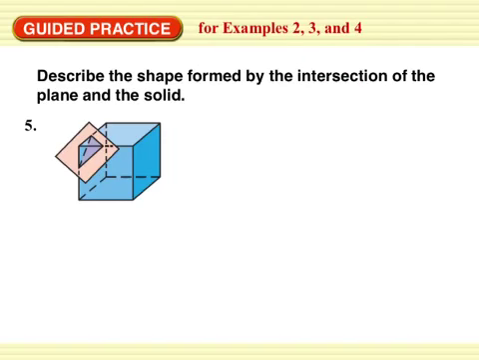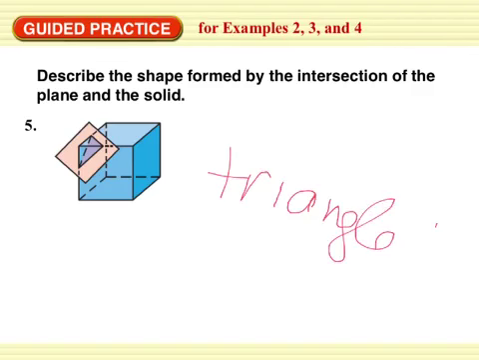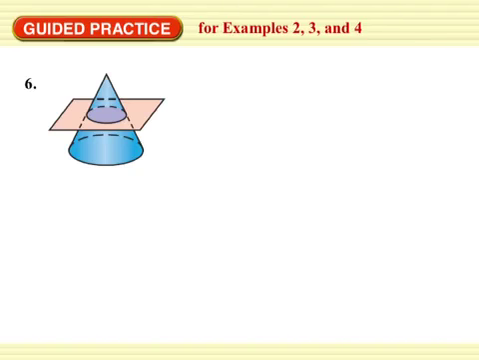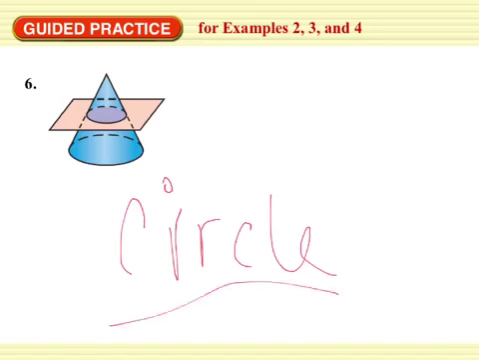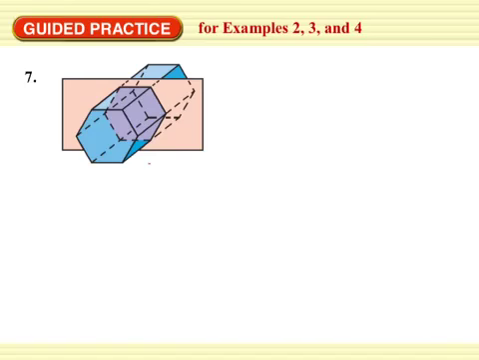Okay, describe the shape formed by the intersection of the plane and the solid. What do you think it is? Okay, you're just looking at the dark purple, not the purple and blue, because the purple and blue looks like a kite, and it's not a kite. It's a triangle. Okay, this is a circle. Can't spell circle. There we go. This is a hexagon.